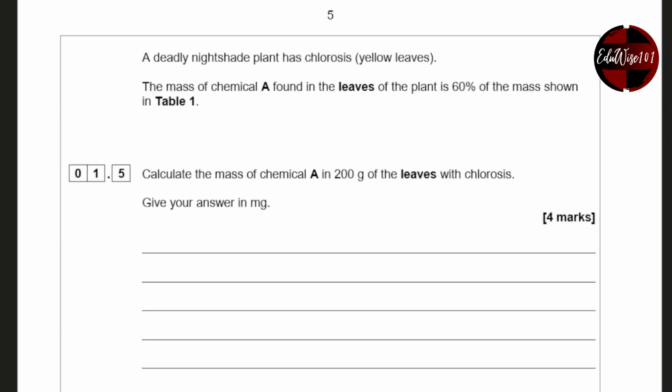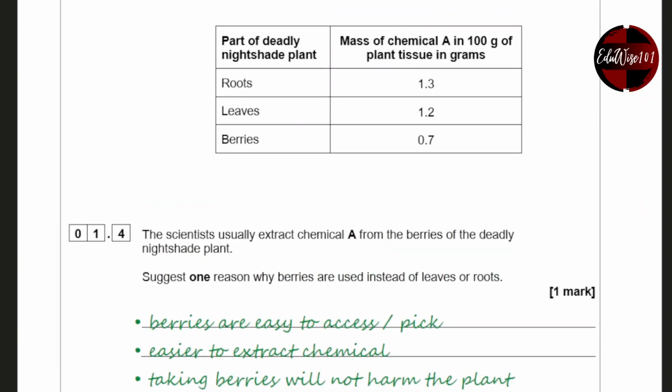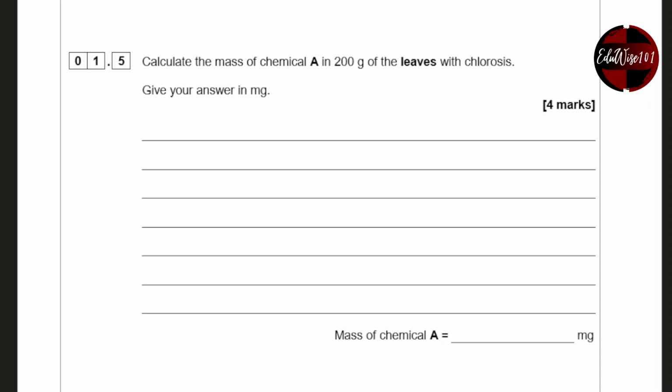A deadly nightshade plant has chlorosis, yellow leaves. The mass of chemical A found in the leaves of the plant is 60% of the mass shown in Table 1. Now, 60% of the leaves. So what does the table say? 1.2 grams in 100 grams of plant tissue. So 1.2 grams, let me write that down. So how much does it have?